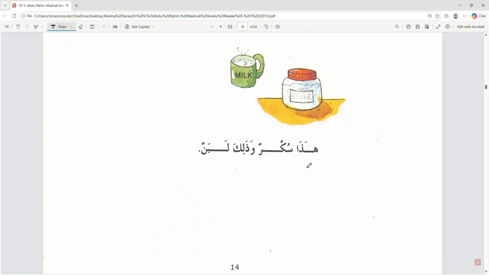هذا سكر. Notice what's closer. سكر, this is sugar. وذلك لبن, and that is milk. That's why we use هذا, اسم الإشارة للقريب. We use this pointer noun for things that are close, and ذلك for things that are far.